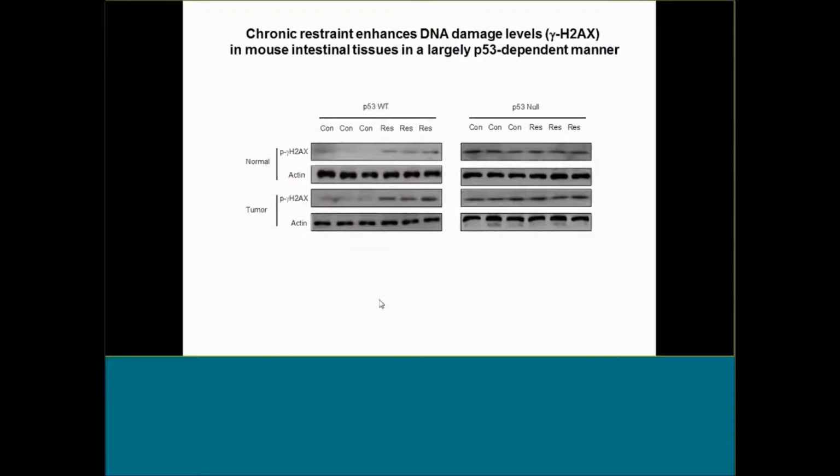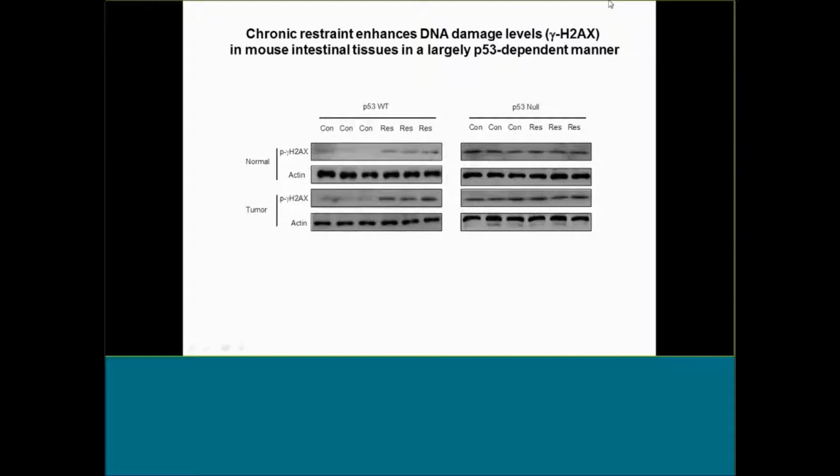And in addition to that, we also measure another important parameter which senses DNA double-strand breaks. This is phospho-gamma-H2AX, which gets phosphorylated, and this is one of the early events that occurs when there is double-strand DNA damage.